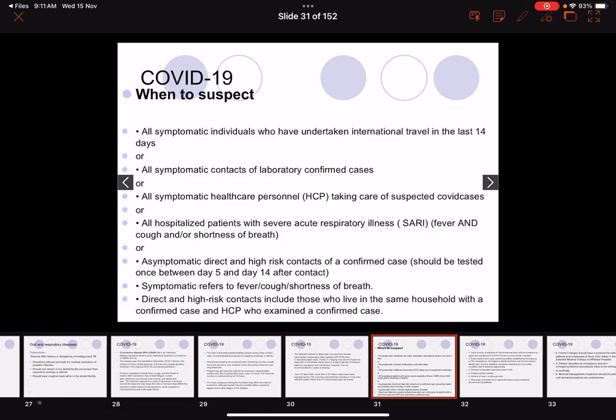So when can we suspect COVID-19? All symptomatic persons who have taken international travel in the last 14 days, symptomatic contacts, laboratory confirmed cases, all hospitalized with severe acute respiratory illness, and symptomatic reports of fever, cough, shortness of breath, etc.